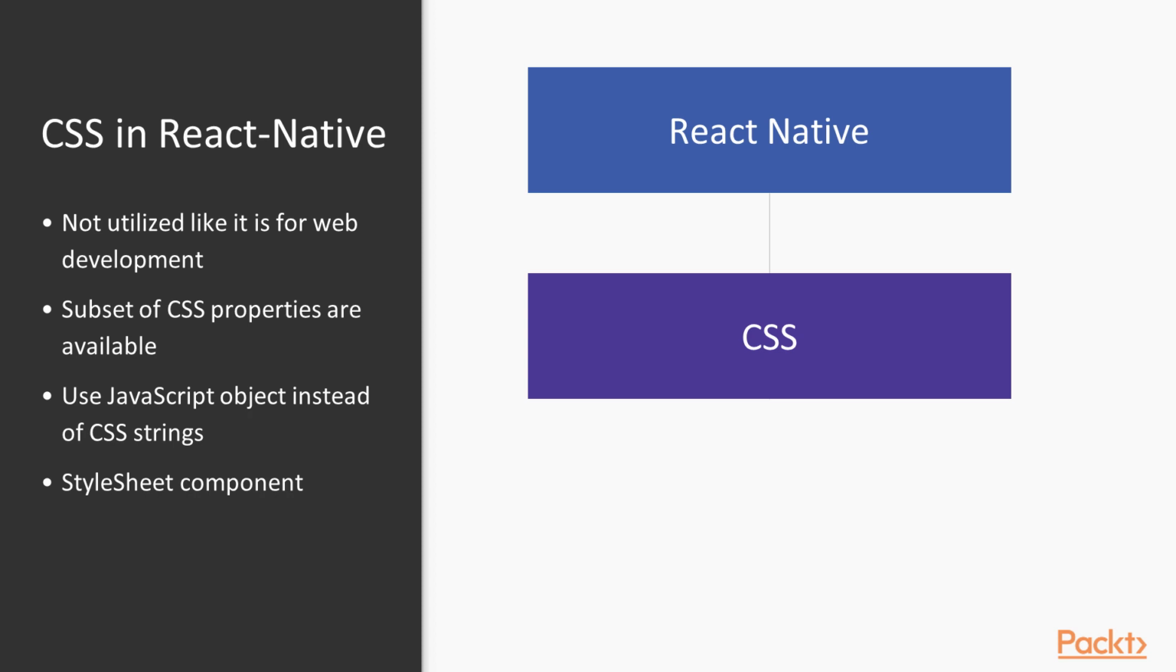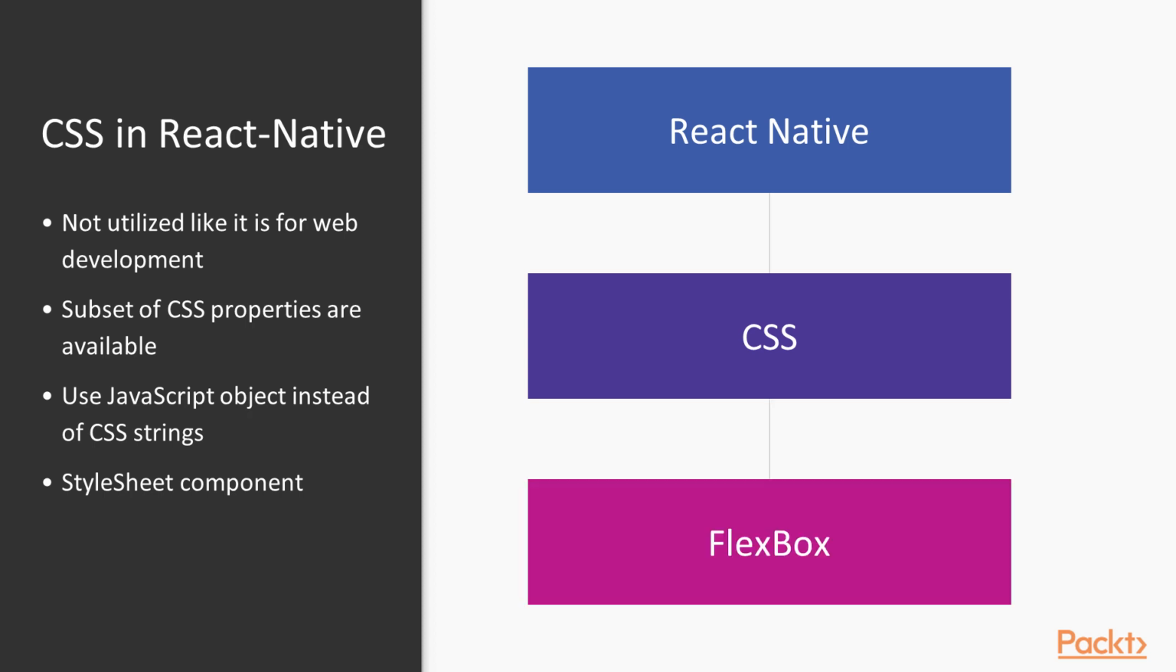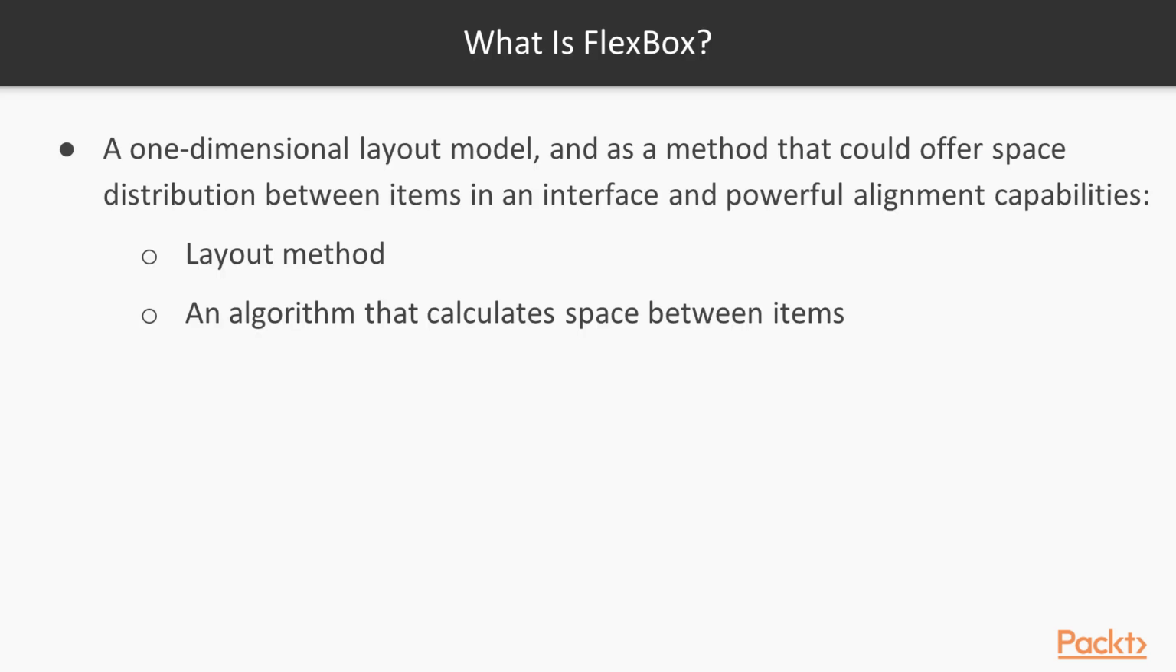Another major difference is that only a subset of CSS props are supported, and certain props can only be used on certain platforms. The last thing I would like to point out is that React Native relies on FlexBox for layout. So now the question is, what is FlexBox? The Mozilla Developer Network defines FlexBox as a one-dimensional layout model, and as a method that could offer space distribution between items in an interface and powerful alignment capabilities.